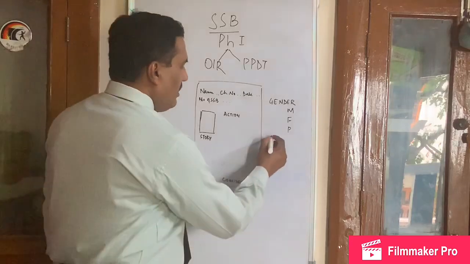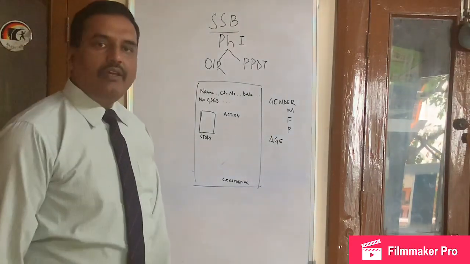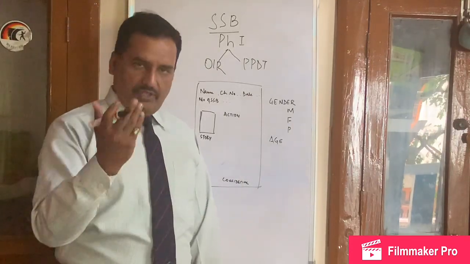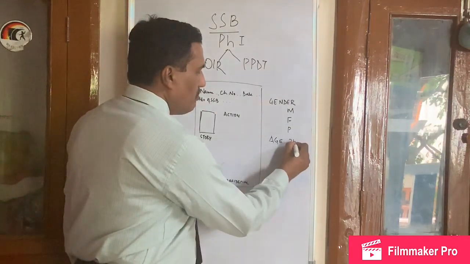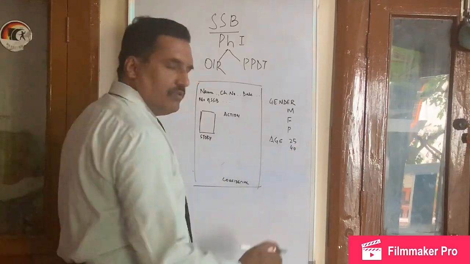Second thing is you have to identify the age. What is the age of the character which you have seen, as per you? If you feel that the age is 25 years, you will write 25. It is to be written in numerical figures. Forty years, 40, like so.